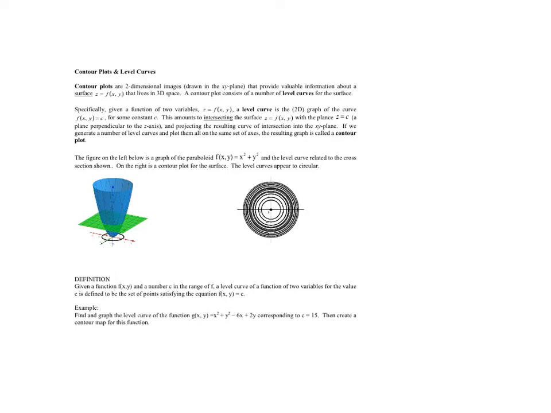Right? So what's happening is cross sections are created, and whatever the graph, the trace graph of that cross section is plotted on the XY plane, right? But the issue with this is, isn't that just a topographic map? Yeah, that's exactly what it is.